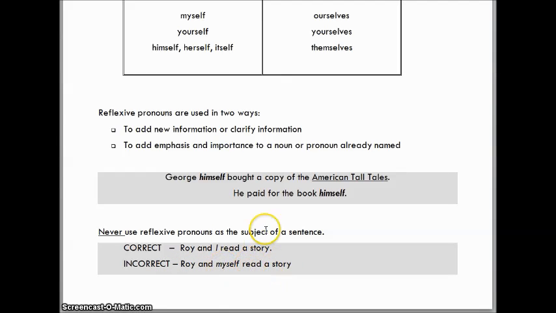It is only ever used when you have the antecedent already named in the sentence or a pronoun that's replacing the antecedent in the sentence. In this sentence, I is not anywhere in the sentence, so it would be incorrect. I could say Roy and I read a story ourselves. I could say Roy and I ourselves read a story, but I could not say Roy and myself read a story.